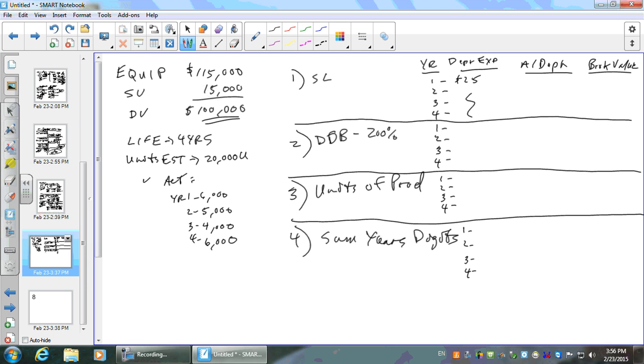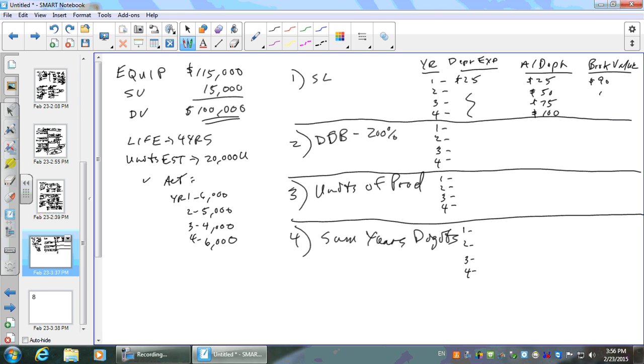Okay. Accumulated depreciation, it would do what? 25 plus 25 is 50, plus 25 is 75, plus 25 is 100 over the years, right? Always debit depreciation expense, credit accumulated depreciation. Good. Book value, be 115 less 25, right? For the first one, everybody do it that way? So what does that make it, 90?